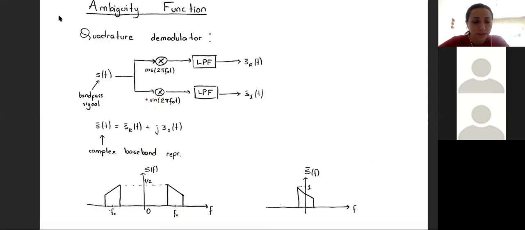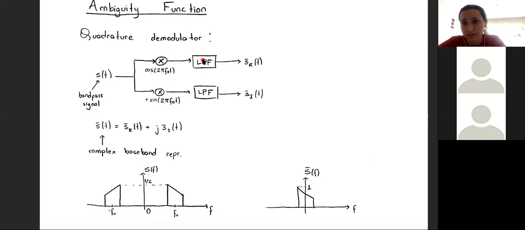Here the knowledge of f0 is available to us, because f0 is basically the carrier frequency we use for our radar system, and that's our design. So we know the frequency where the frequency content of the bandpass signal is centered. Based on that f0, we have two sinusoidal signals here that modulate the signal, and after each, we have a low pass filter.